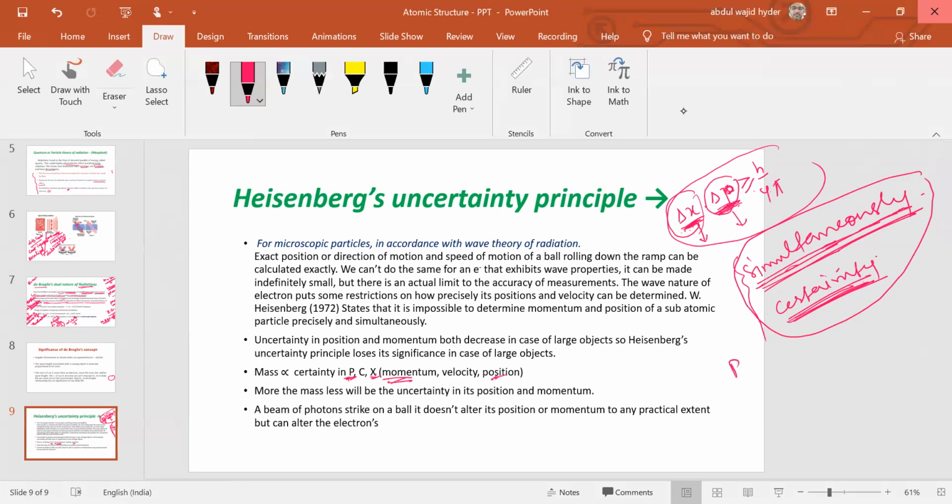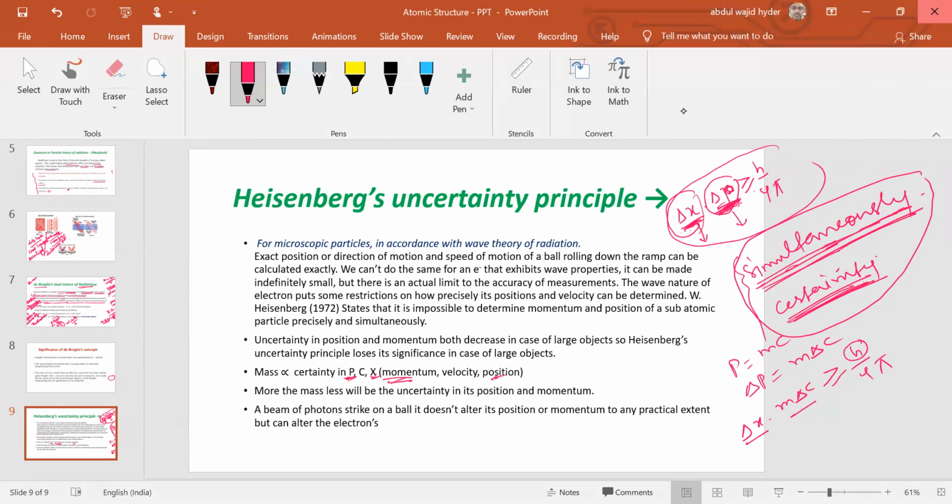P is equal to mc, so del P is equal to m del C. So in place of del P, we will be writing m del C. So del x into m del C will be greater than or equal to h upon 4 pi. Now out of this all, what do you need to calculate? H is constant.